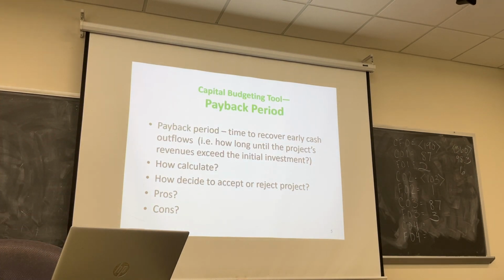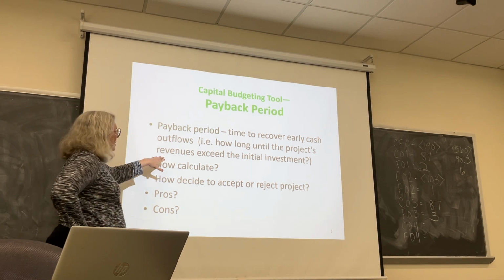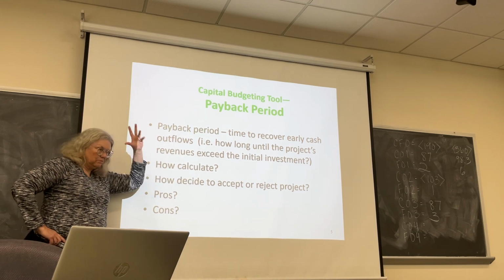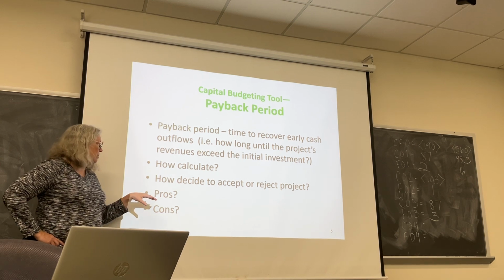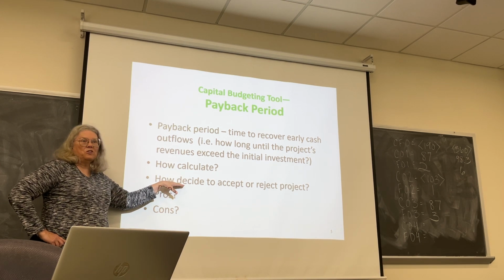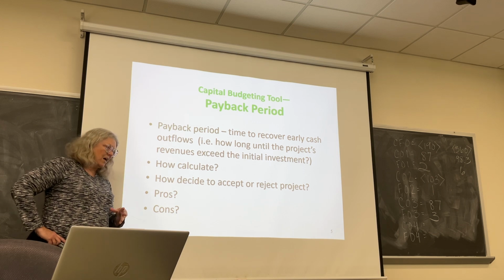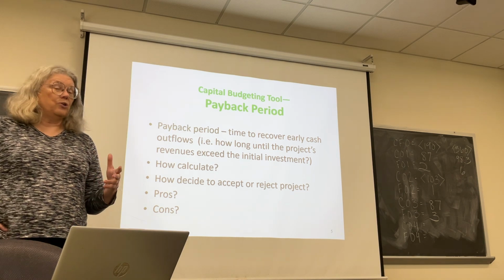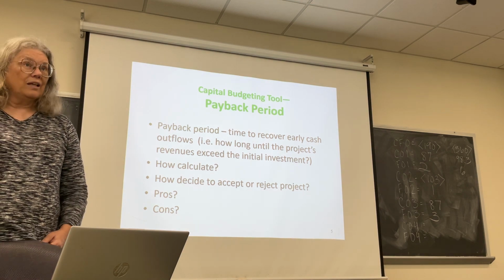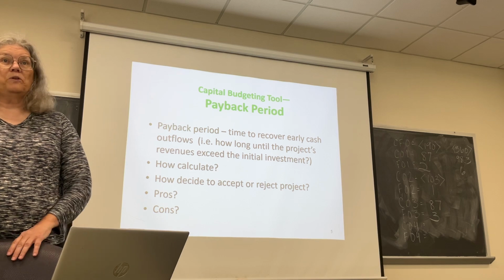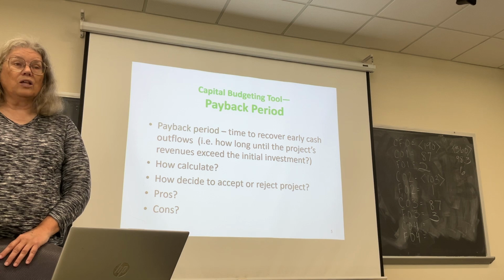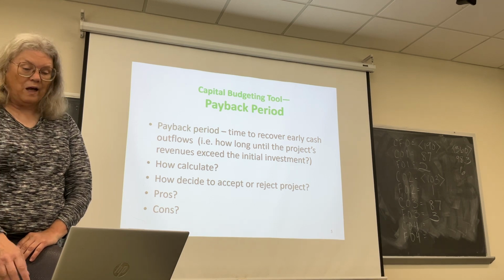The payback period, the time to recover the early cash outflows, right? How long until the project's revenues exceed the initial investment? Basically, you just subtract or divide if it's an annuity, right? If it's within the policy period, we accept it. If not, we reject it. So it's really easy to calculate, it's easy to understand, but it does not consider time value of money. The policy period is arbitrary, and it doesn't consider the cash flows after the policy period.